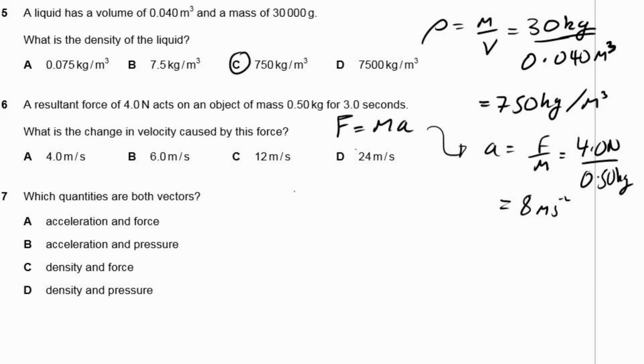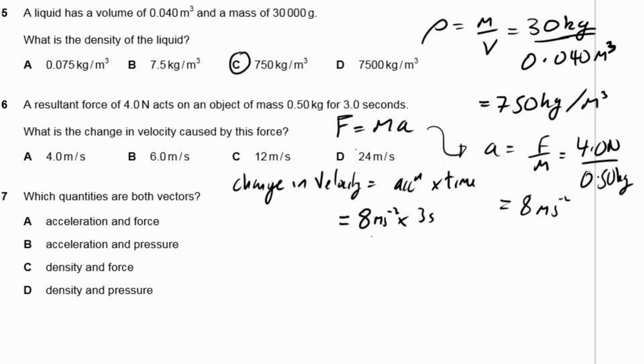Now we want our change in velocity. Well, change in velocity equals acceleration times time. So change in velocity will be the acceleration times the change in time. So that will give us 8 meters per second squared times 3 seconds, which is 24 meters per second. Option D. Question 7. Which quantities are both vectors?